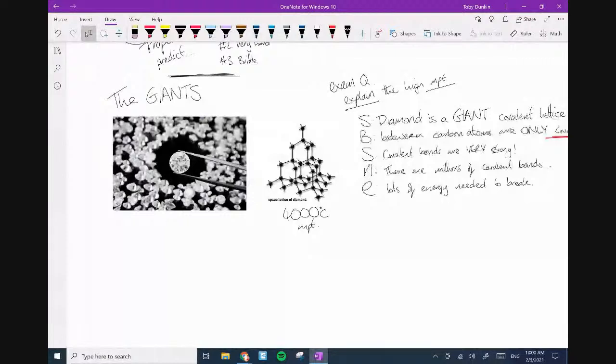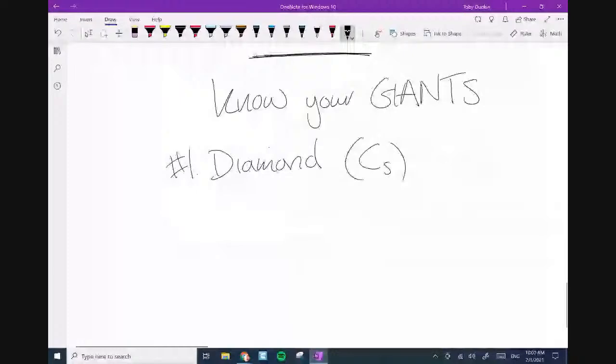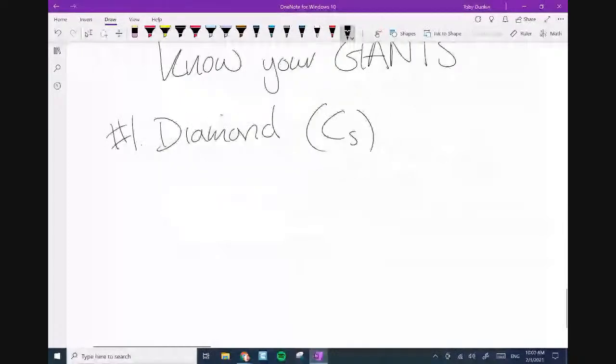So know your giants. Number one is diamond, pure carbon, carbon solid. Number two is graphite. Now, graphite gets its very own lesson. Graphite is also carbon solid. These two are said to be allotropes of each other.